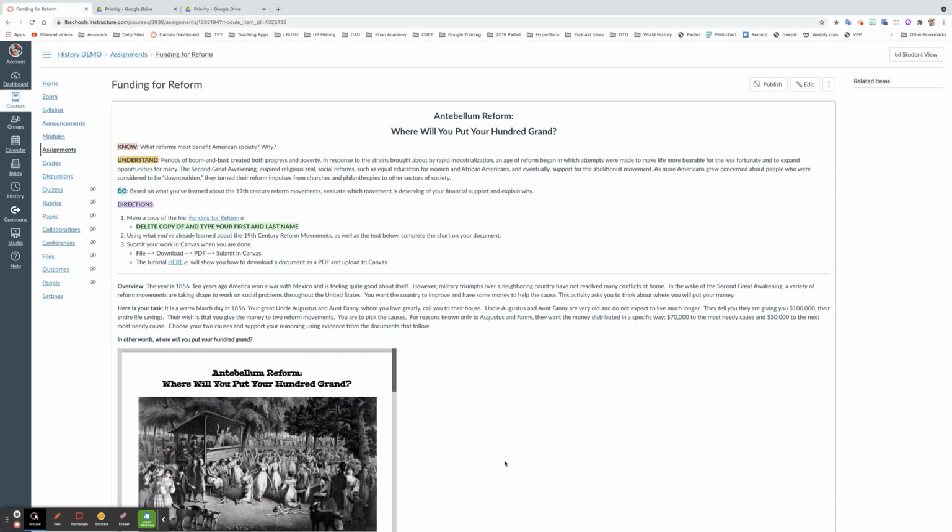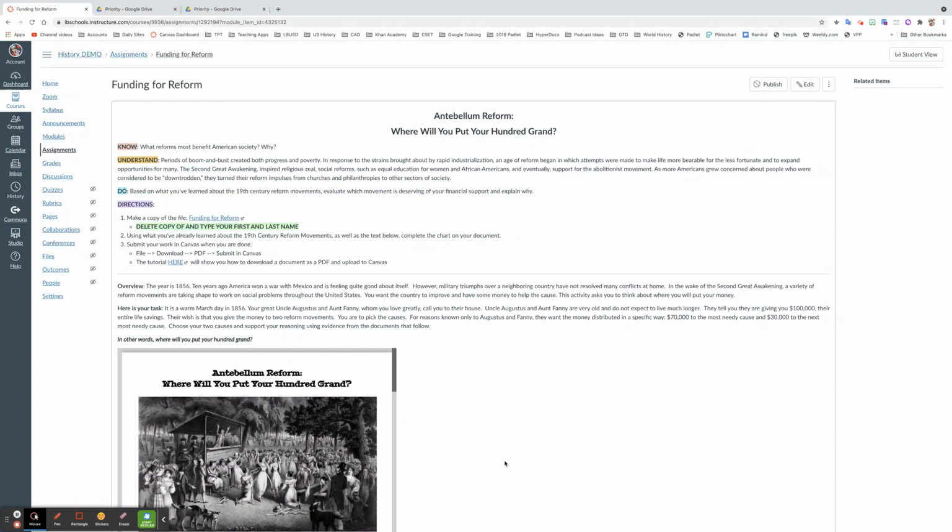The Second Great Awakening inspired religious zeal, social reforms such as equal education for women and African Americans, and eventually support for the abolitionist movement. As more Americans grew concerned about people who were considered to be downtrodden, they turned their reform impulses from churches and philanthropies to other sectors of society. So, based on what you learned about the 19th century reform movement, you're going to evaluate which of those movements is the most deserving of your financial support and explain why.